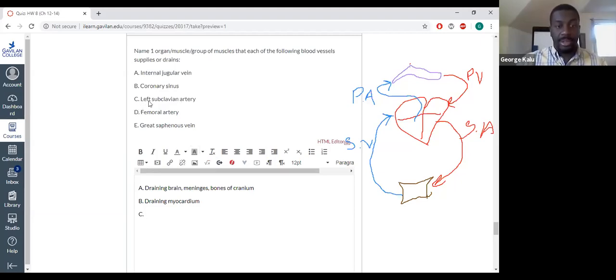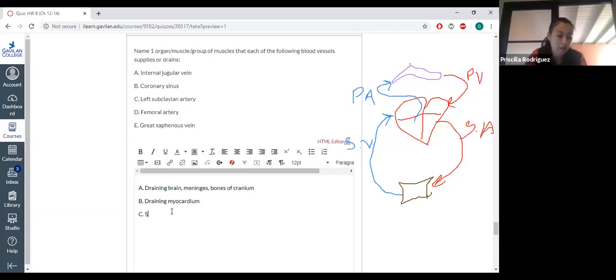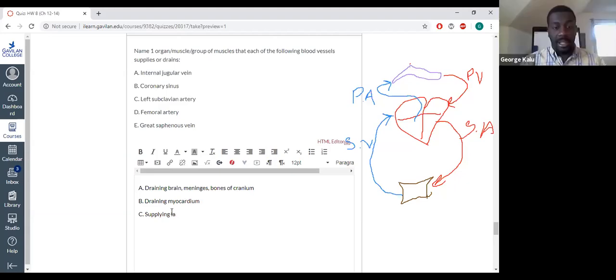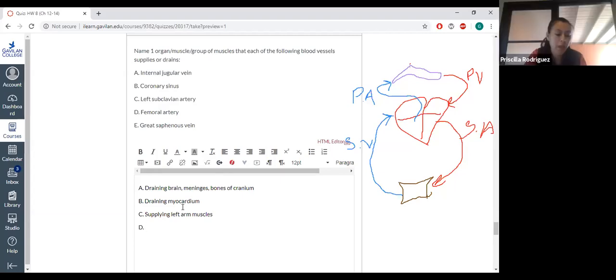Okay, so letter C, we have the left subclavian artery. So what is the left subclavian artery going to be supplying or draining? Well, let's start, is it going to be supplying or draining? Supplying. It's going to be supplying to the muscles of the left arm. Right. So it's going to be supplying muscles of the left arm. Perfect. Cool. So it's going to be supplying oxygen and nutrients to the left arm. D, the femoral artery. Supplying or draining? Supplying.